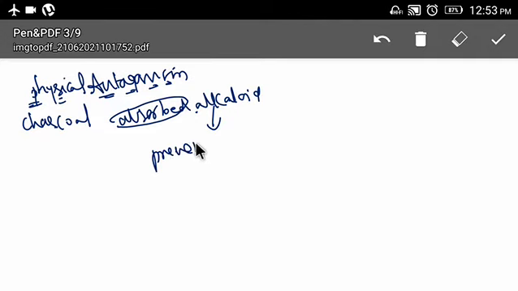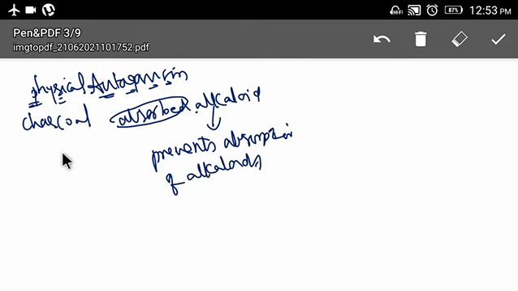So this is based on physical property. What physical property? Here in the case of charcoal it is absorption. So charcoal absorbs alkaloids and prevents the absorption of these alkaloids. This is what is seen in physical antagonism.